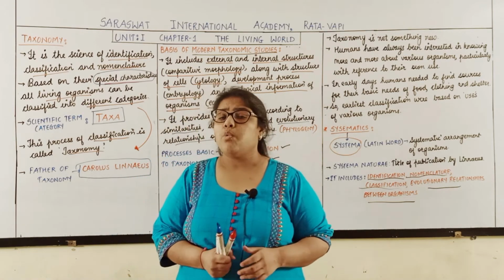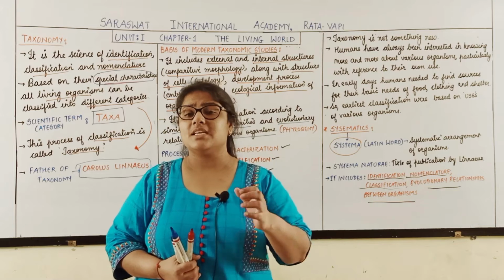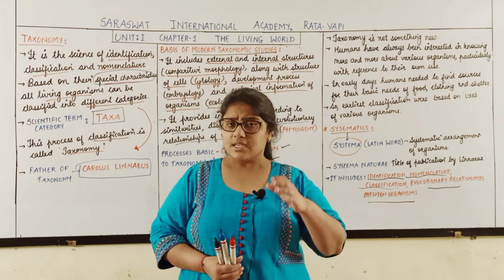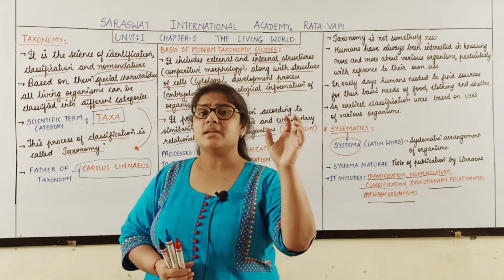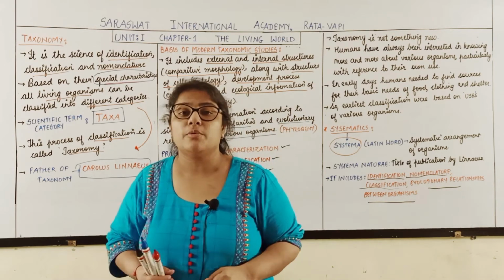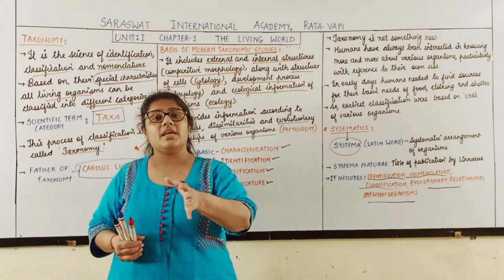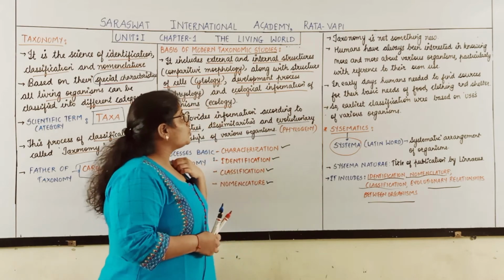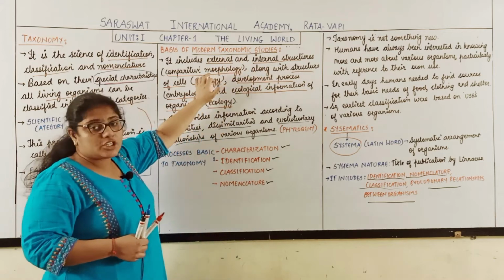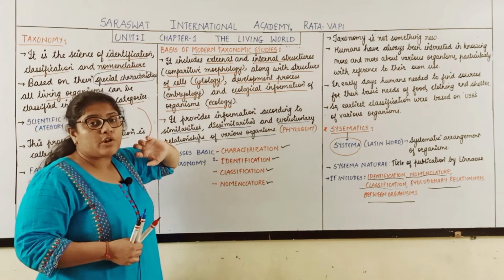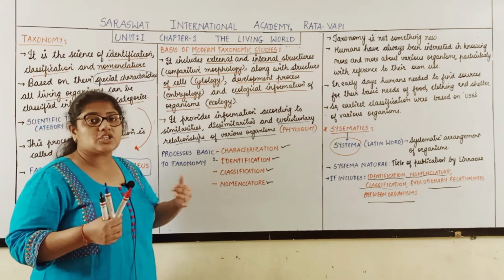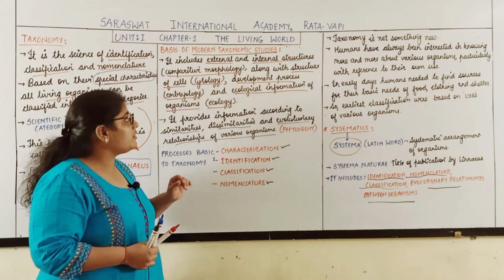Now, students, what are modern taxonomic studies based on? What things are included in modern taxonomic studies? See students, earlier also taxonomical studies were used. But what forms the basis of the modern taxonomic studies? The modern taxonomic studies include internal and external structures, which is called comparative morphology. So it includes the study of external structures as well as internal structures of an organism.